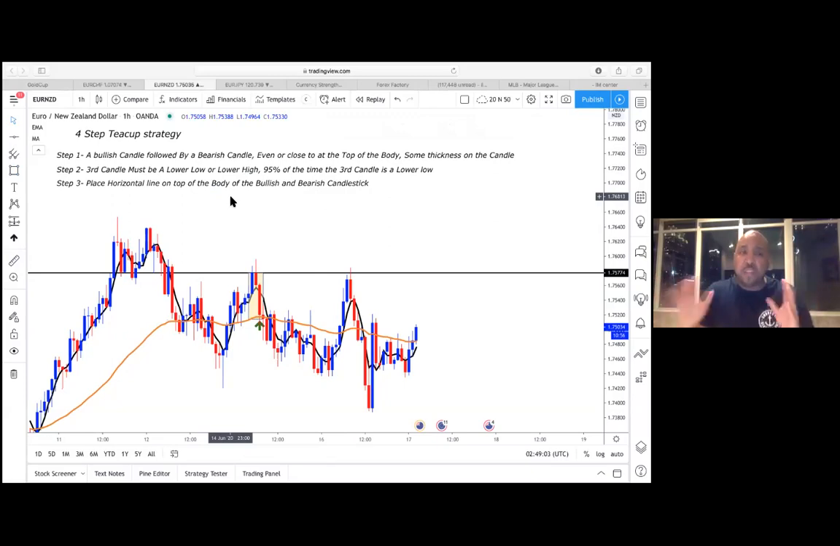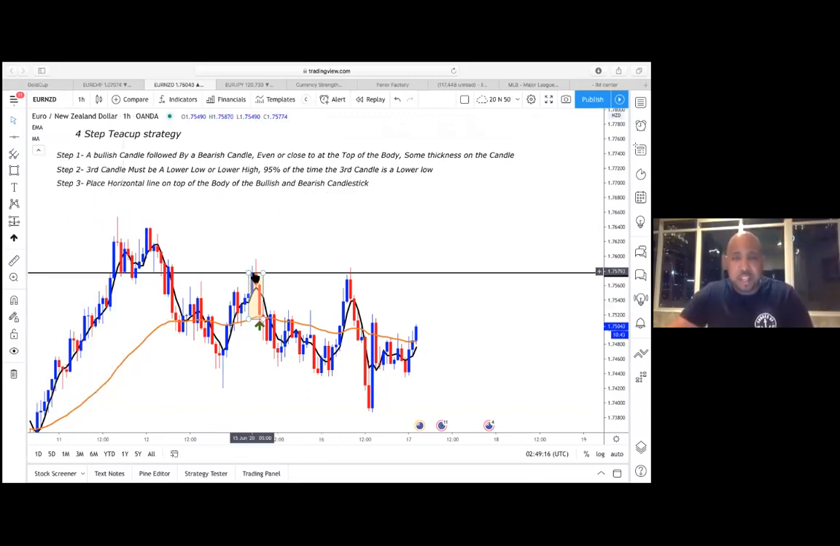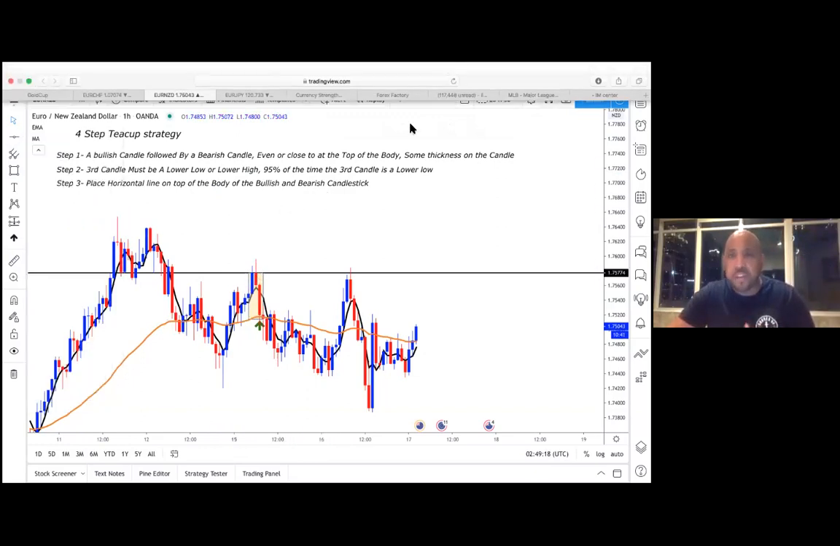So everybody's with me so far. And then the third step, we're going to come here to trend line tools on TradingView. Go to horizontal line. If you're on your MT4, just go to the horizontal line, drag it and place it on top of the body of the bullish and bearish candle.